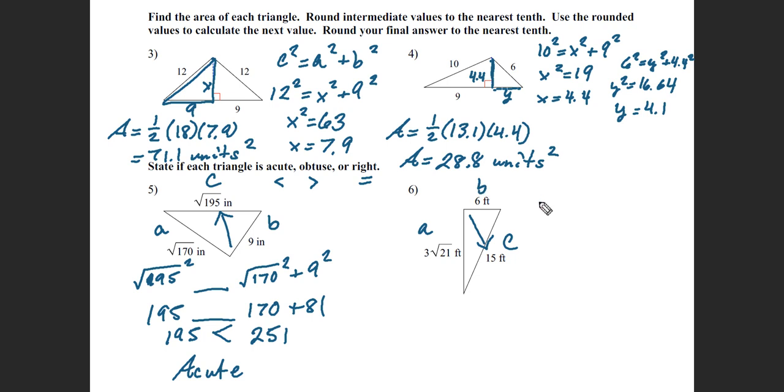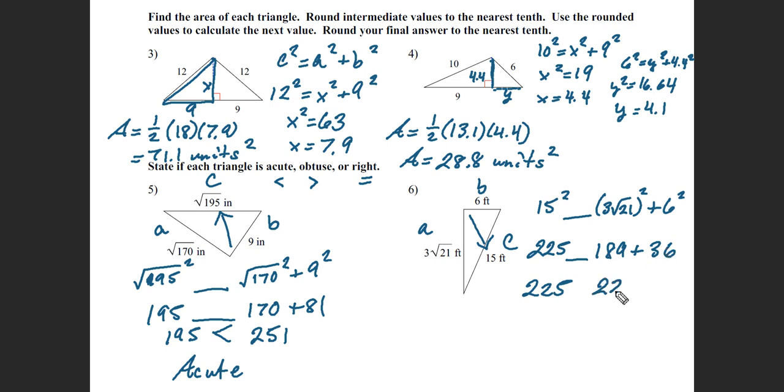All right, if that's the case, we've got 15 squared on one side, and then the quantity 3 times the square root of 21 squared plus 6 squared. 15 squared is 225. All right, 3 times the square root of 21, if we square that whole value, that's 9 times 21. So that's 189 plus 36. Right? 189 plus 36 is 225. So we see that c squared equals a squared plus b squared. So this is a right triangle.